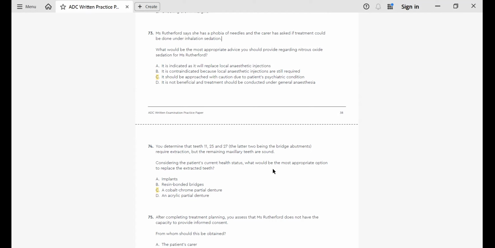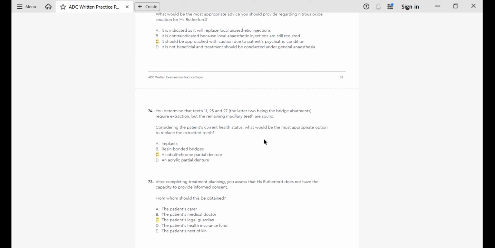When the case asks you what would be the most appropriate option to replace the extracted teeth, it means something that stays permanent. An acrylic partial denture is usually not considered a permanent option. Okay. Why are we selecting C over D? Okay, that's answered. Understood why a cobalt chrome partial denture is selected here. All right.